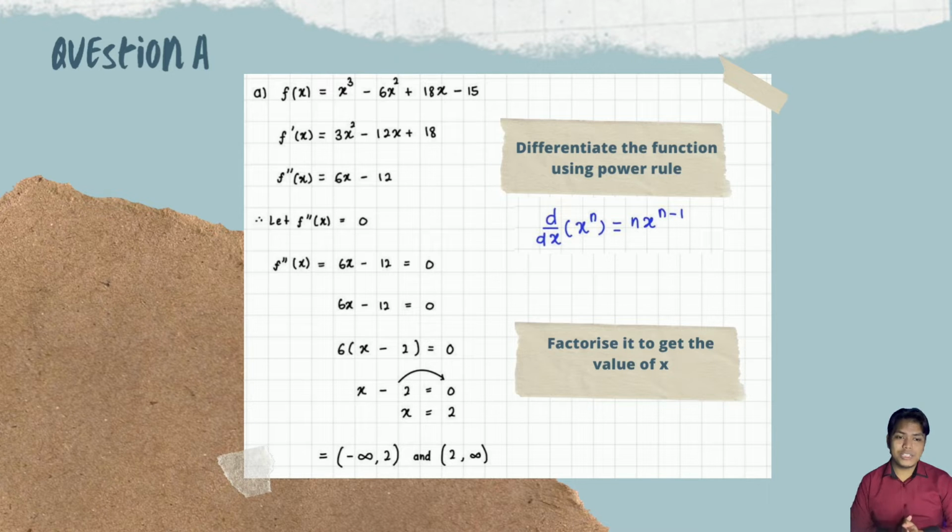Then we must differentiate once again to get the second derivative of the function using the same method, which is the power rule. So we will get the second derivative of f equal to 6x minus 12. To get the value of x, we must let the second derivative equal to 0. So 6x minus 12 equals 0. Then we factorize it to get the value of x. So the value of x equals 2. Then the intervals that we will get are negative infinity to 2 and 2 to infinity.